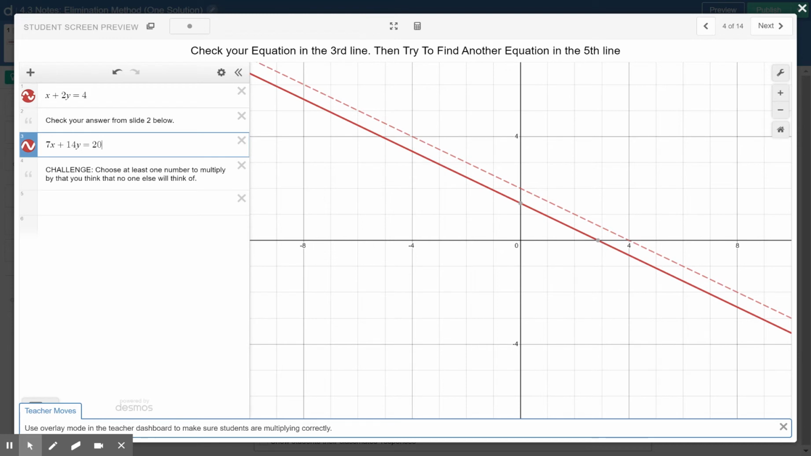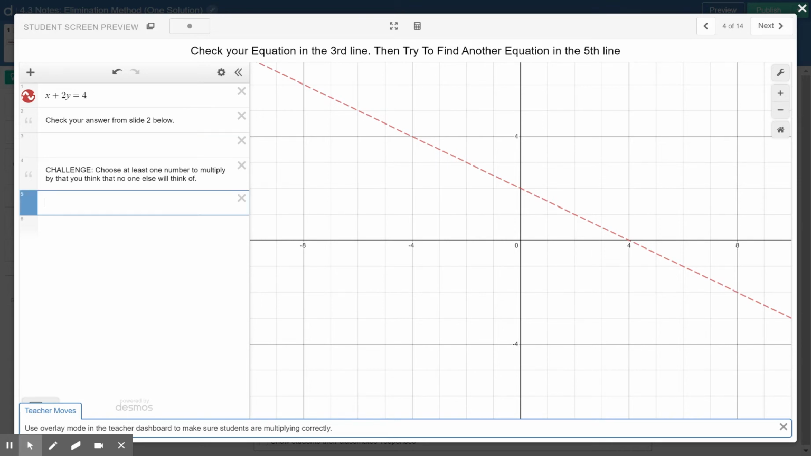So your goal is to choose at least one number to multiply by that you think no one else will think of. So we know that the first equation will work. Now let's come up with our own equation. You can multiply the whole equation by, let's say, 6. That will work. You could multiply the whole equation by -3.